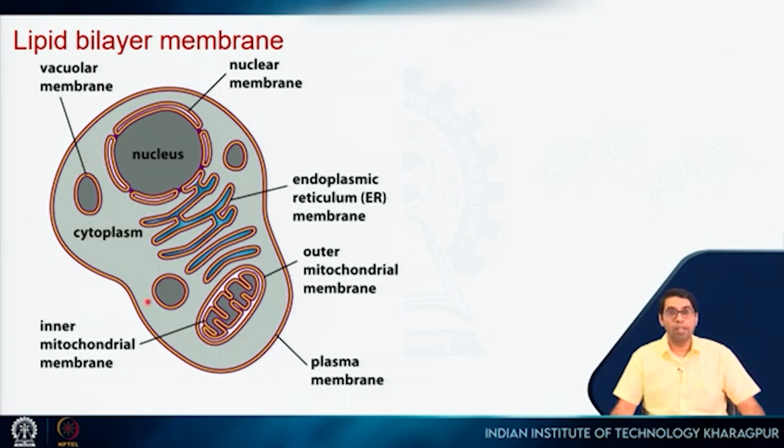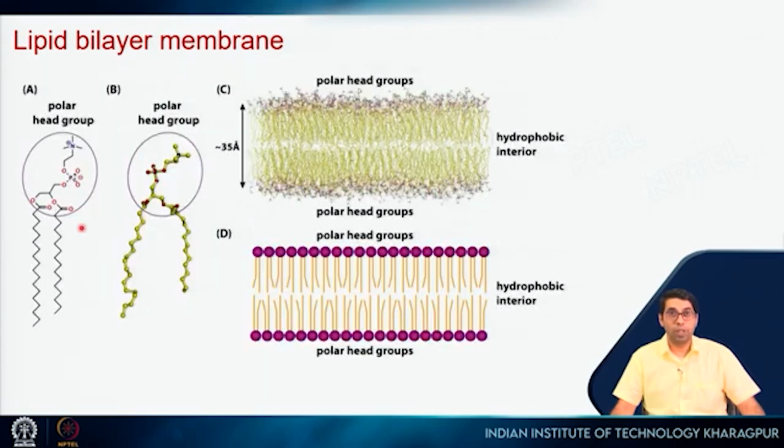lines. This is the plasma membrane, okay, and then there are also these internal organelles which are also surrounded by membranes. These membranes are formed by lipid bilayers. So, what is this lipid bilayer? These are lipids, and they have this particular type of structure. You have a hydrophobic tail and a polar head group, and these get arranged in this manner.